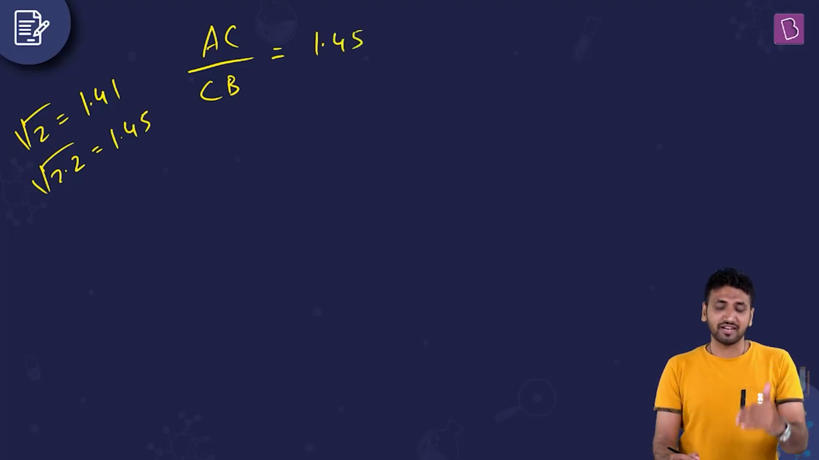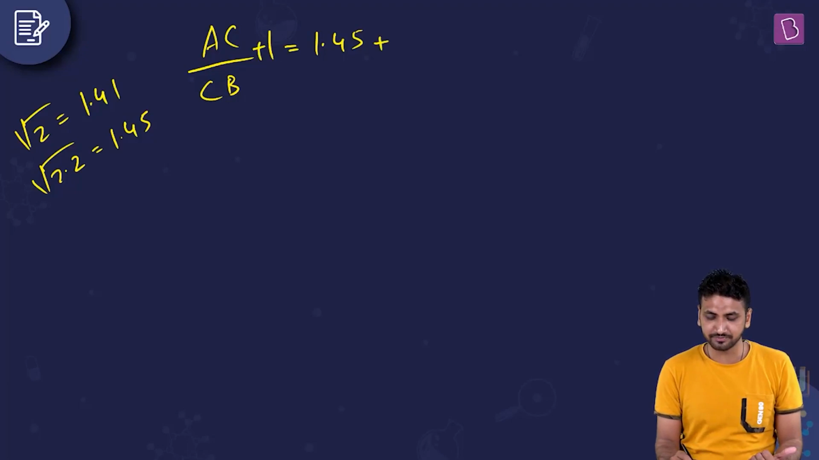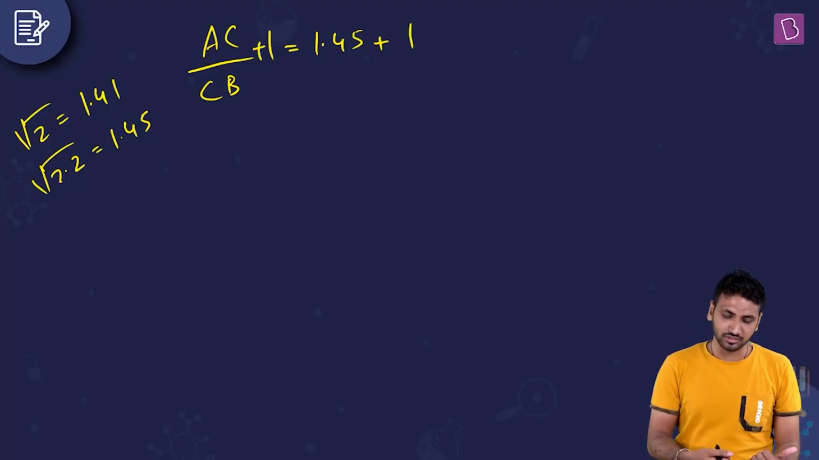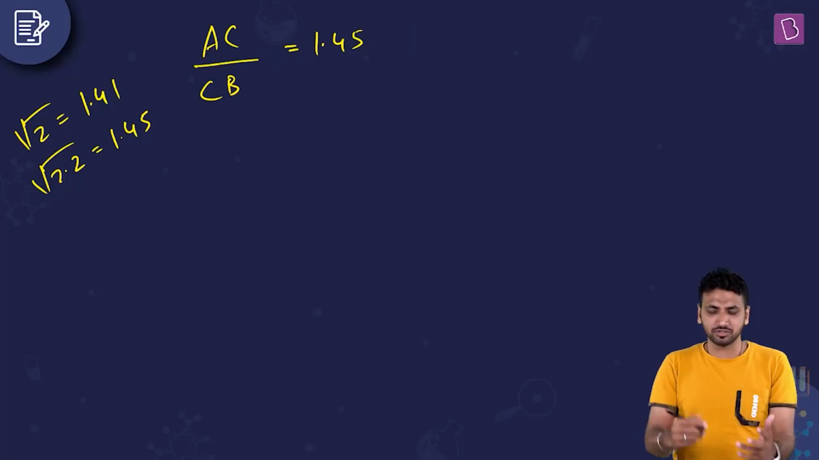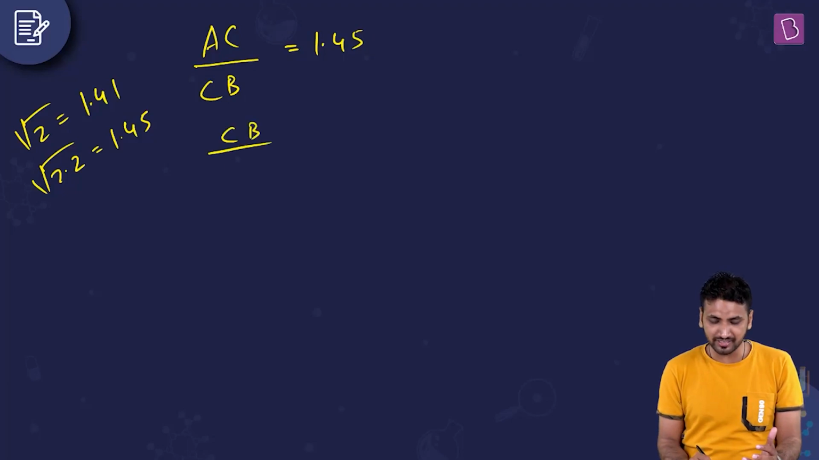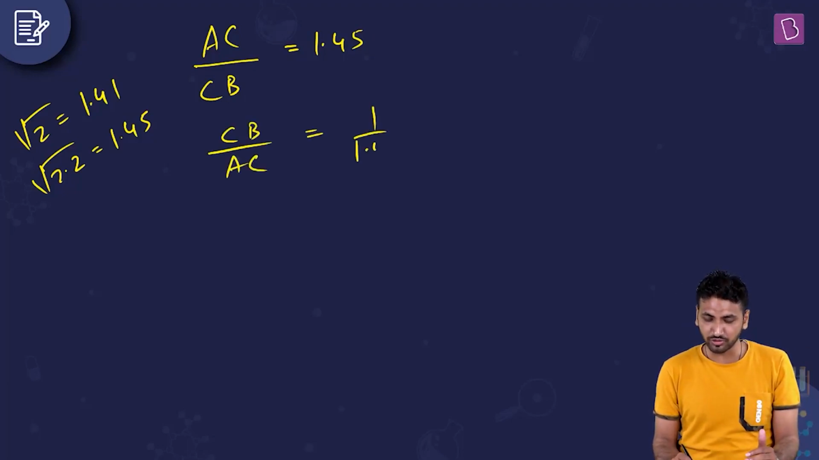But we have to calculate AC by total distance. So let's do one thing. Let me add 1 on both the sides. Right? Let me take a reciprocal of this. If I reciprocate this, CB by AC, and then add 1 on both the sides, this will be 1 upon 1.45.